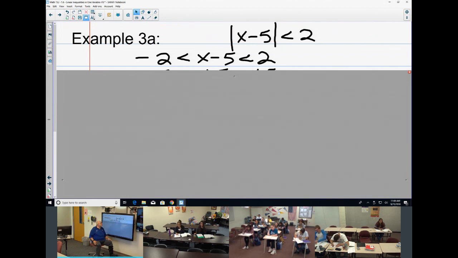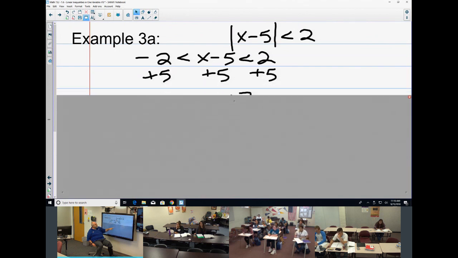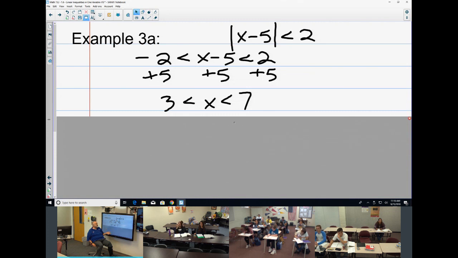Okay? So now we do like we did yesterday. We try to get x by itself in the middle. So we add 5 to each part. And we got it. That's our answer. Okay? So really it's just one extra step to convert the absolute value inequality to a compound inequality. Okay?